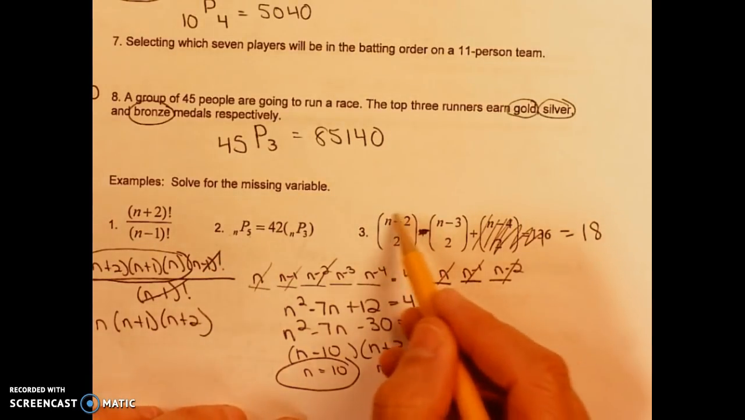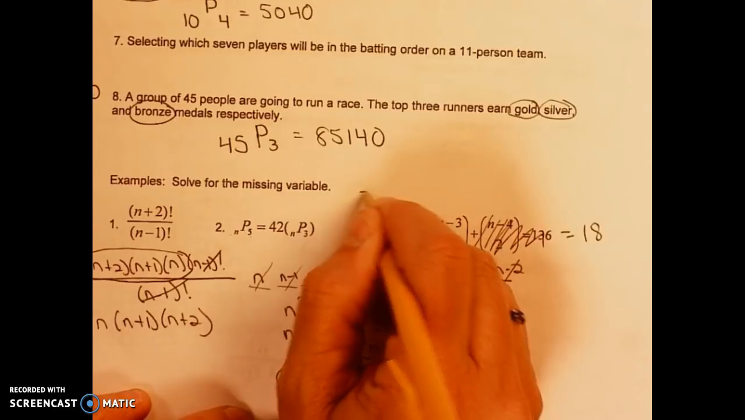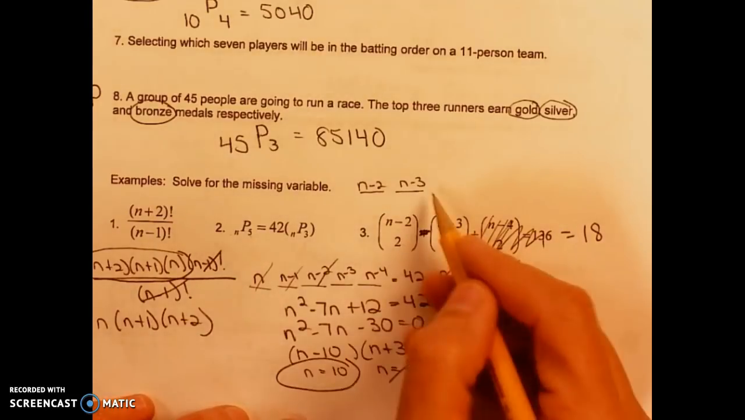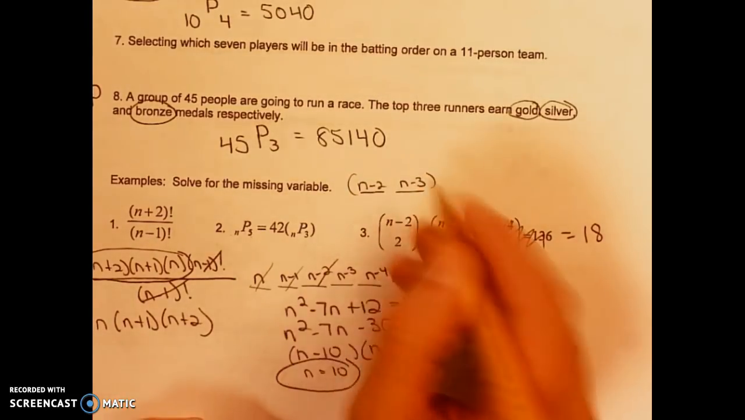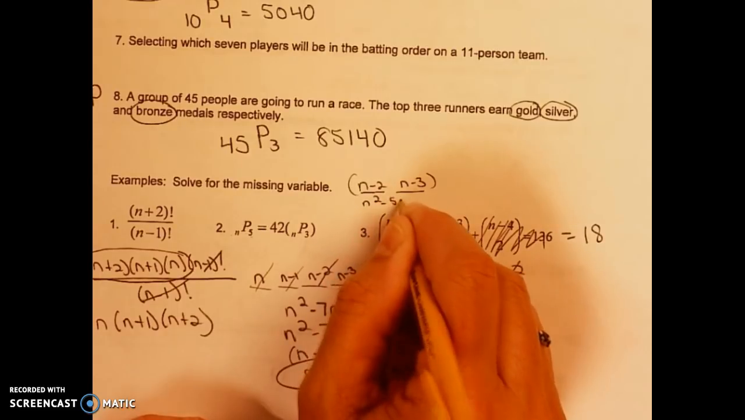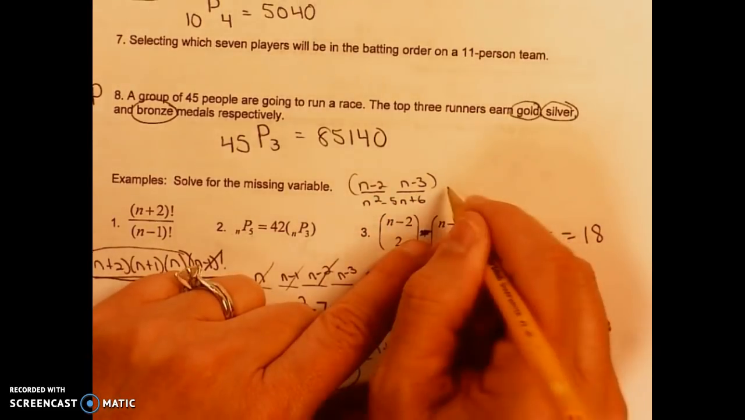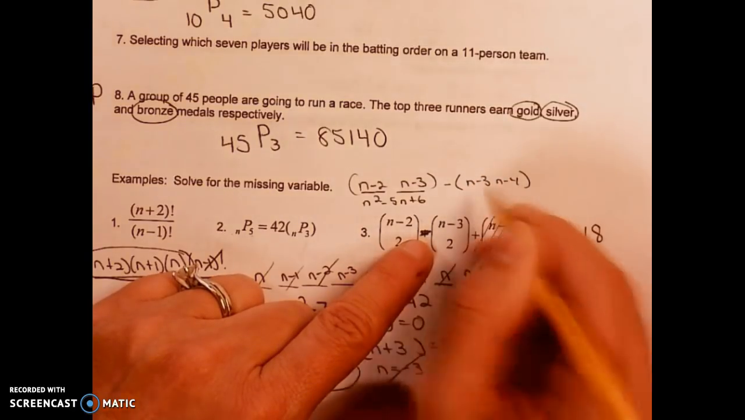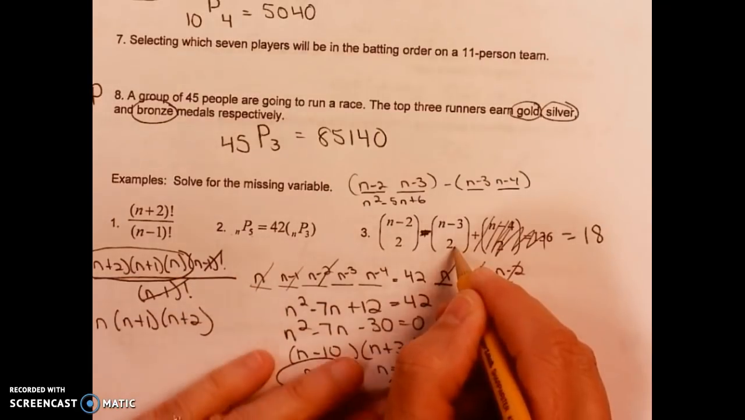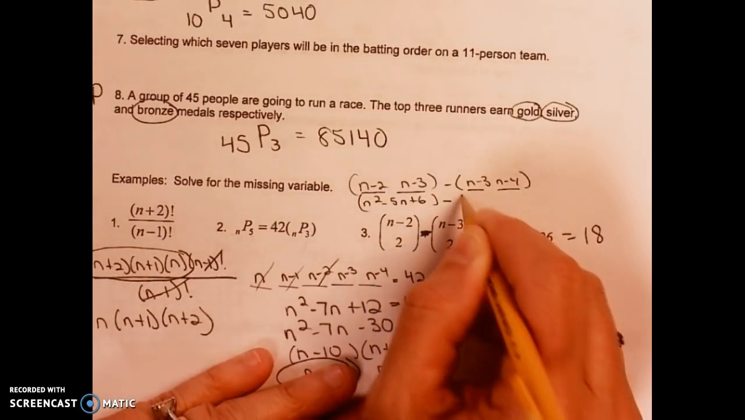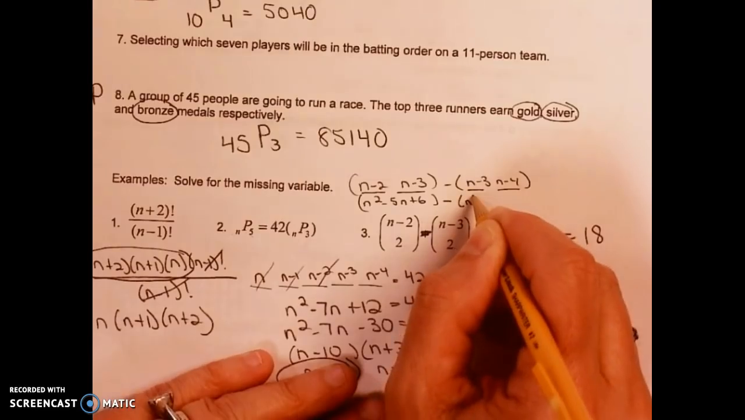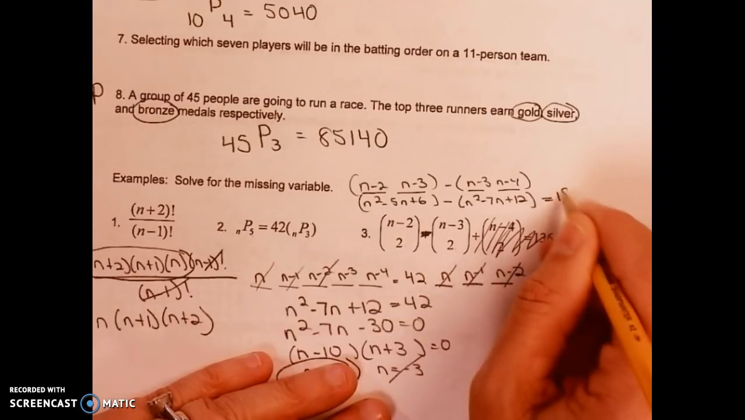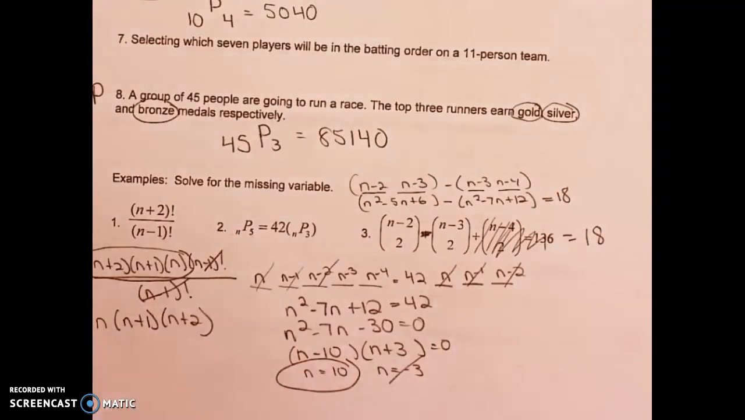So in other words, I've got this many items and I'm selecting 2. So if you can envision, I've got n minus 2 and n minus 3 because I have to go 1 less. So let's go ahead and multiply that out. That's n squared minus 5n plus 6. I'm going to subtract, and again, take a look. You've got n minus 3 times n minus 4 because again, you're selecting 2. So let's go ahead and FOIL that out. N squared minus 7n plus 12 is equal to 18, and now we've got an equation to solve.